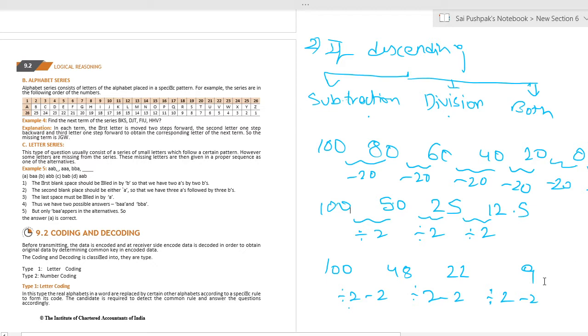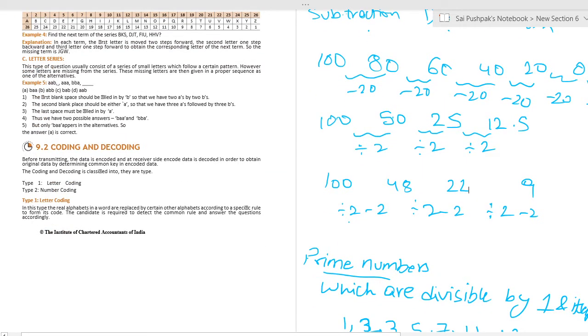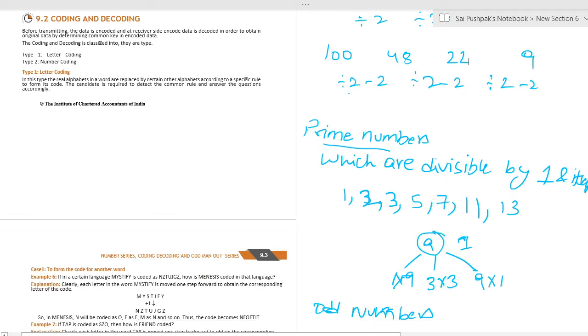Okay. So similarly, we can have a combination of division and subtraction. 100 divided by 2 is 50, 50 minus 2 is 48. 48 divided by 2 is 24, 24 minus 2 is 22. 22 divided by 2 is 11, 11 minus 2 is 9. So it can be a case of subtraction and division. So that is how, if we categorize, it will be easy for us to solve the problems.